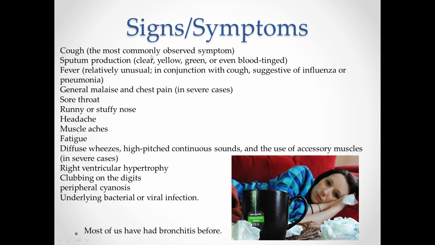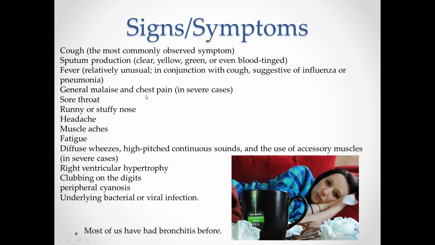Signs and symptoms. These are oftentimes viral mediated. Cough is the most commonly observed symptom. Increased sputum production. It could be clear, yellow, green, even slightly blood tinged. Be careful with that because there are also a number of reasons that can cause blood tinged sputum. Somebody has a fever. Sometimes that can be unusual, but it can occur. It can occur in conjunction with a cough, and that suggests some sort of influenza or some type of pneumonia.